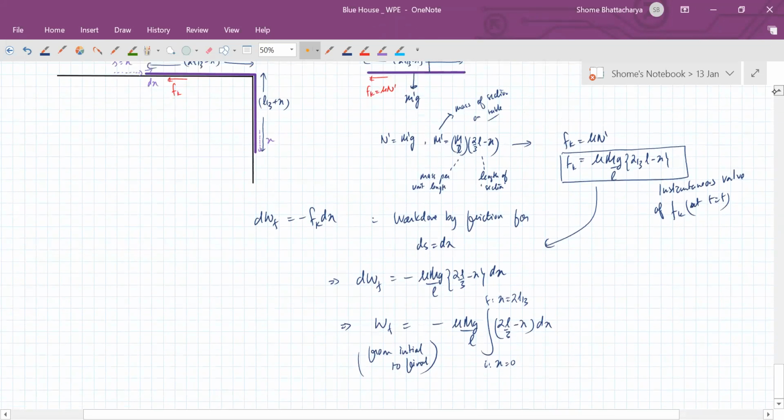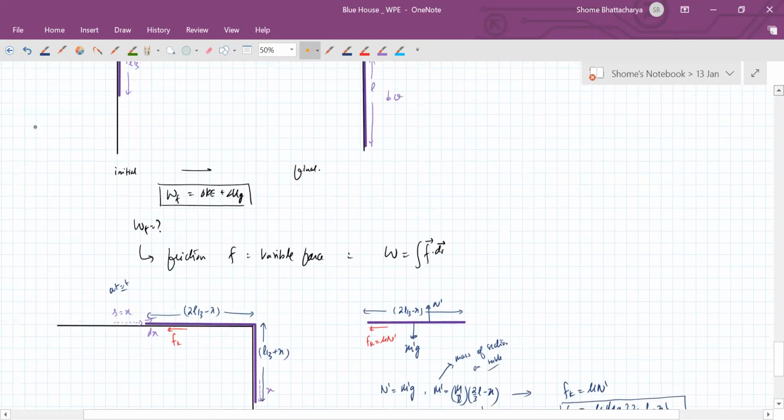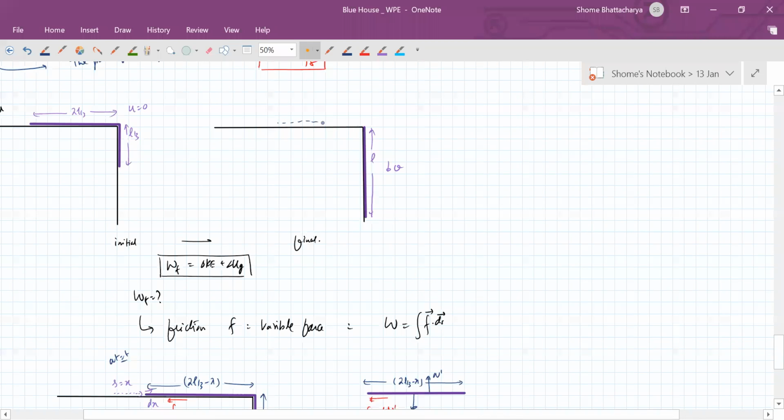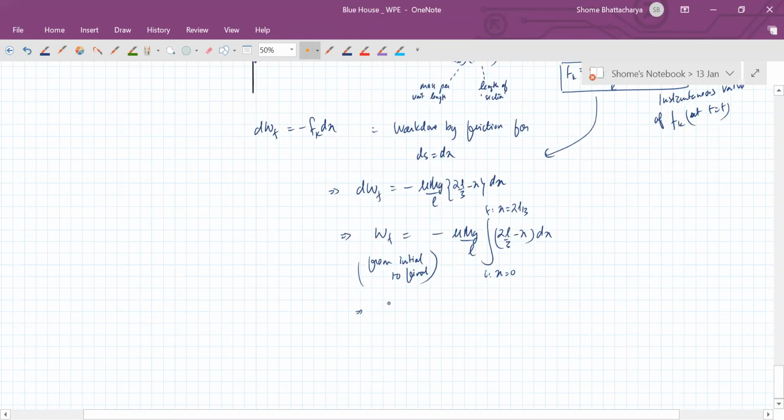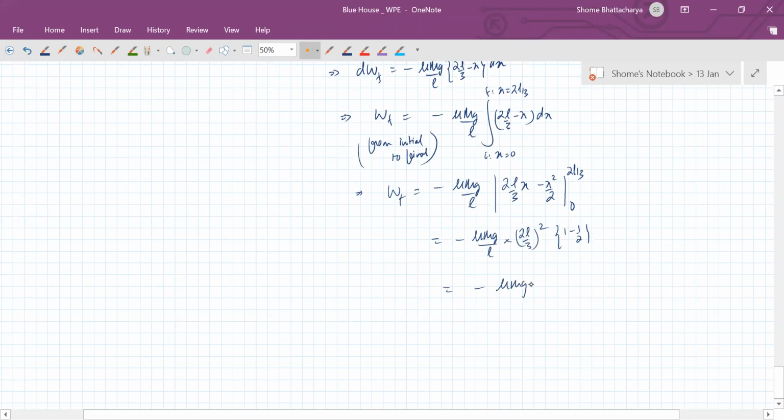Okay. You go to the earlier diagram, you can see that it started from the position where x was 0, that is the displacement of this point. And by now, the displacement of this point has become equal to 2L by 3. So, hence the limits like this. Okay. So, you have to just carry out this integration. Get this one.